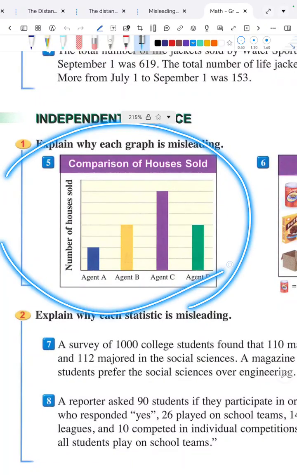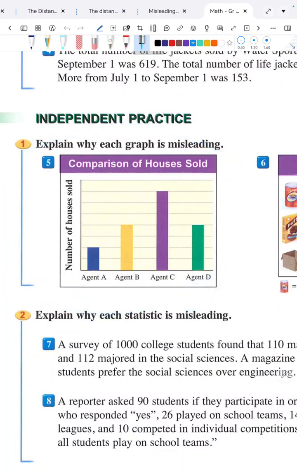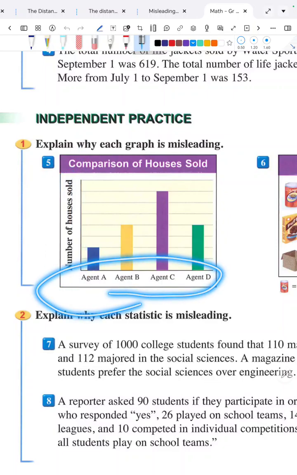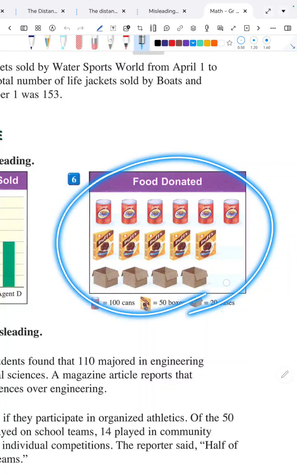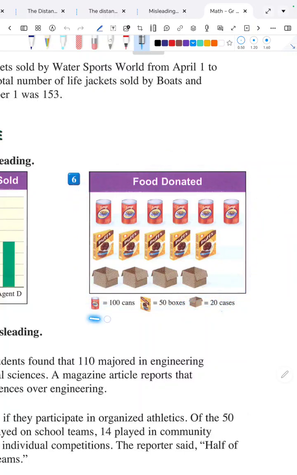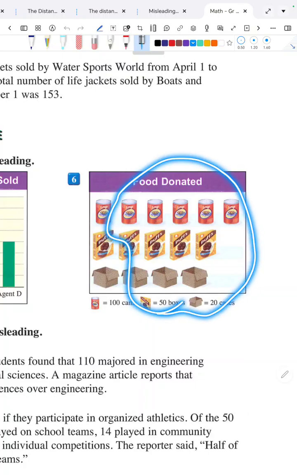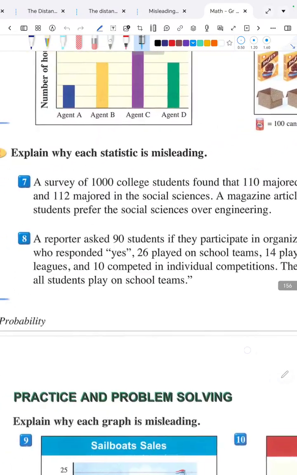What about here? Again, ask yourself, does the y-axis start at 0? We don't even have any y-axis. So what's the reason? Important information is missing. That's why this graph is misleading. Even this one, as I told you, this represents 100 cans, this one represents 50 boxes. So why is it misleading? Because the pictures are in different sizes.